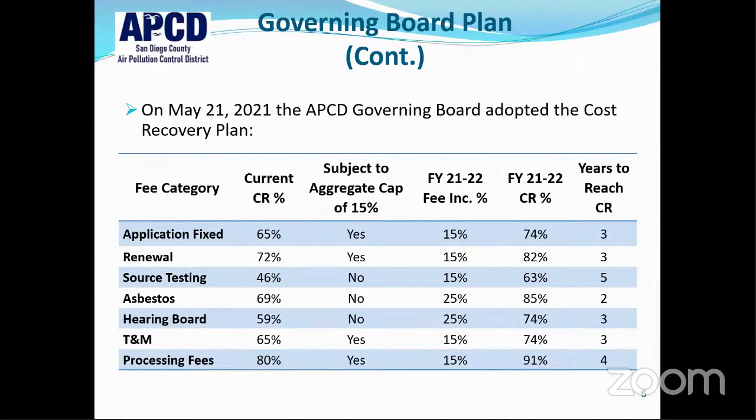This will increase the district's overall cost recovery percentage from the current 66% to 78%, therefore reducing the current deficit from 34% to 22%. The APCD Governing Board adopted cost recovery plan will set the district in motion to reach full cost recovery between the next 3 to 5 years.